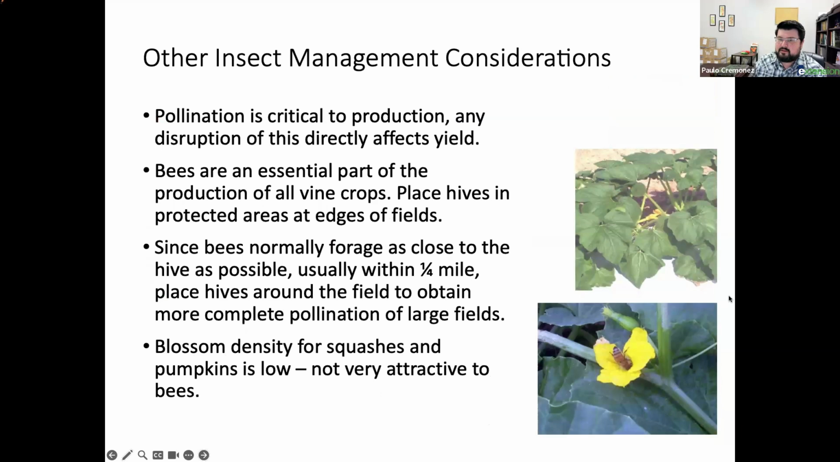Again, I had this slide in the previous class, but for insect management considerations, it's always important to consider the pollinators. It's very critical to any kind of produce. Bees are an essential part of the production, in this case of all vine crops. So placing hives in protected areas at the edges of fields is very important. They forage usually within a quarter mile. So this will be good to improve pollination of large fields.